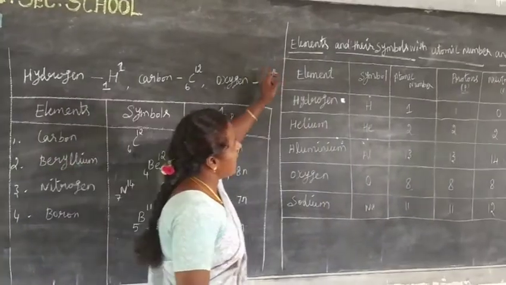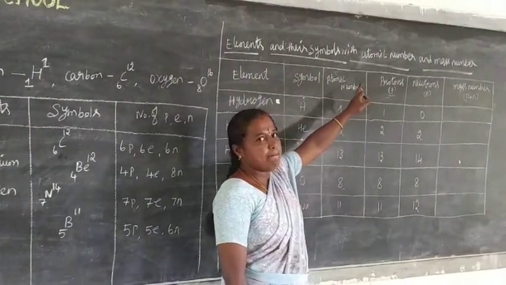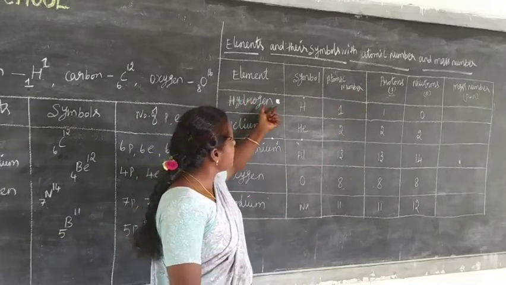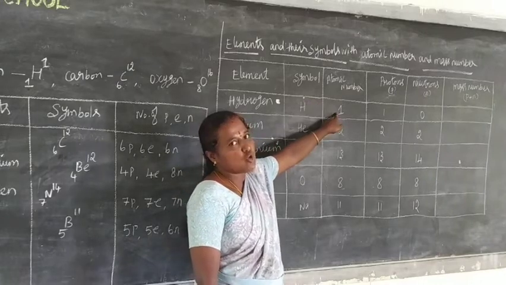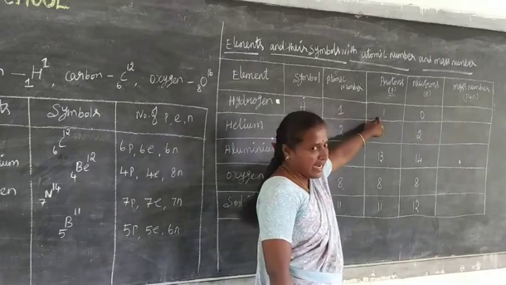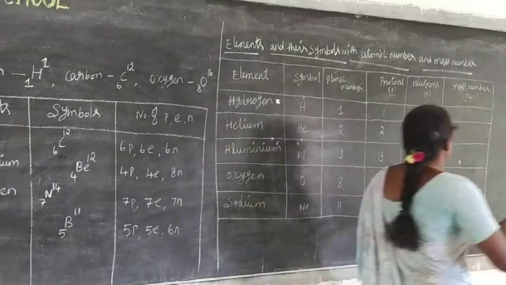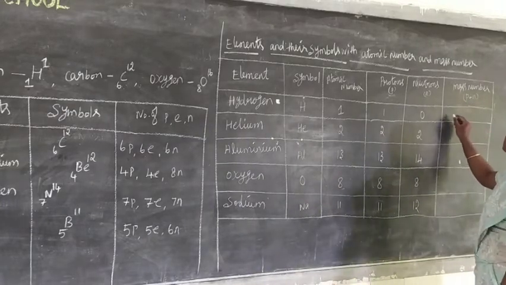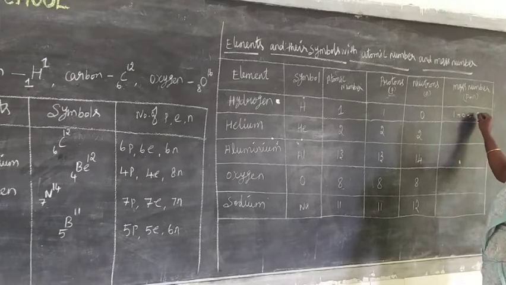Next, elements and their symbols with atomic number and mass number. First one element, hydrogen. Symbol for hydrogen is H. Its atomic number is 1. Number of protons 1. Number of neutrons 0. Therefore, mass number is equal to number of protons plus number of neutrons. 1 plus 0 is equal to 1.